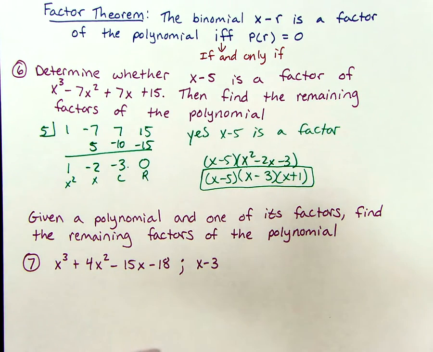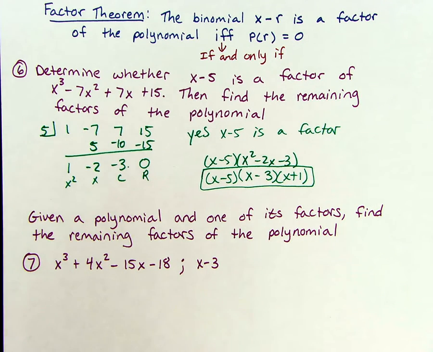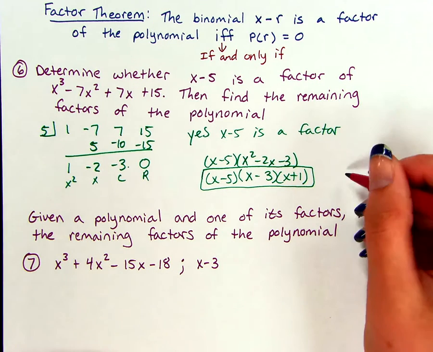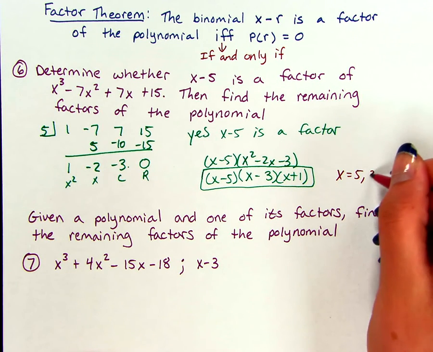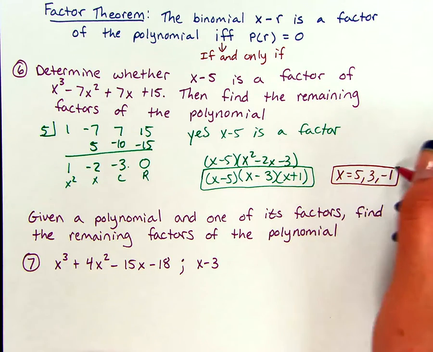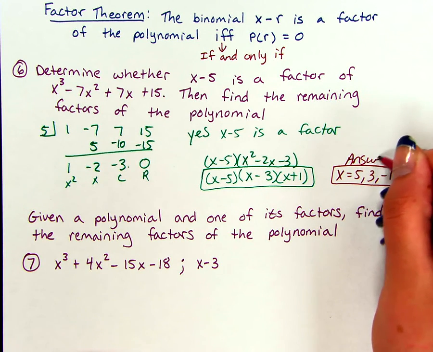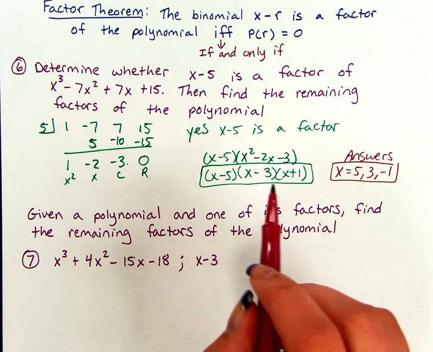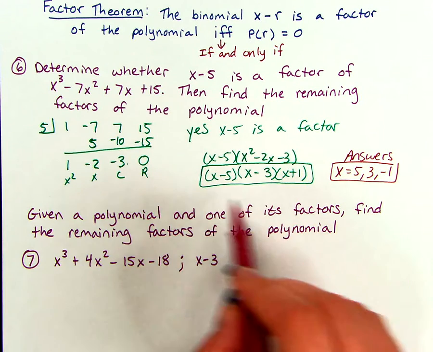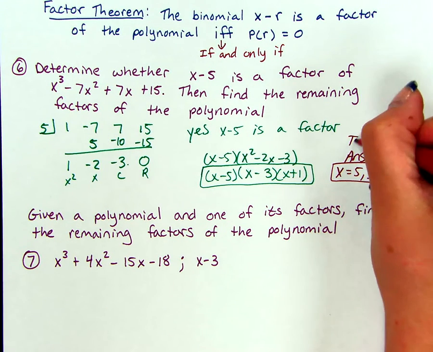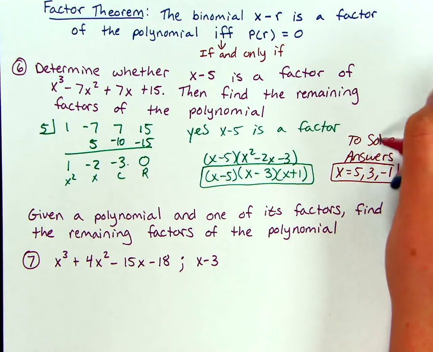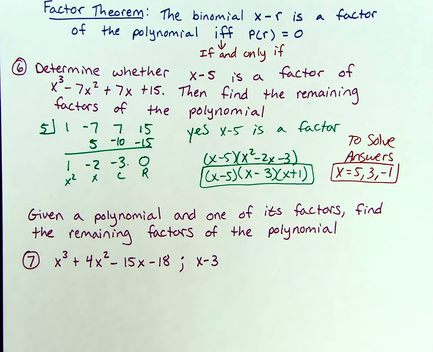And we also learned from the previous section that if we wanted to, we could now finish solving. So if the problem said to solve by factoring, we would go through this process, and then our answers would be x equals 5, 3, and -1. But again, the question is asking for factored form. So for this type of problem, this is our answer. If it says to solve, then we would do this process. So make sure that you're paying attention to the directions.